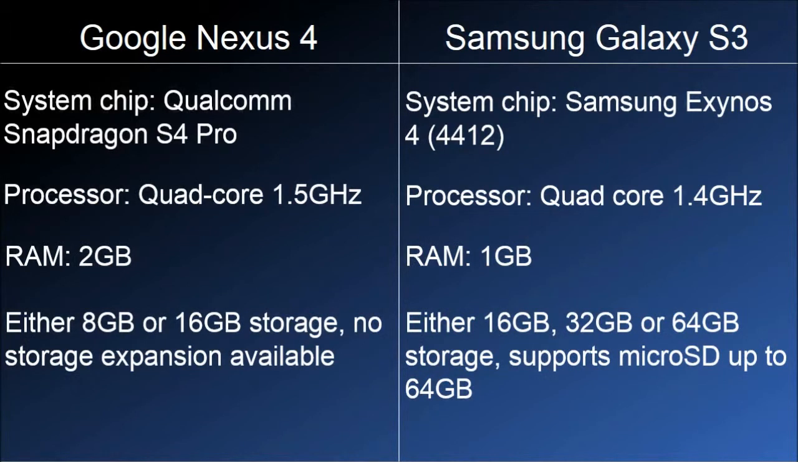You can only get 8GB or 16GB internal storage, and no storage expansion is actually available. Whereas on the Samsung Galaxy S3 you can get a 16GB, 32GB or 64GB storage version, and it can support microSD card up to 64GB, giving you a potential max of 128GB. So when you compare the two, the S3 is definitely better in terms of storage. However, in terms of processing power and RAM, the Google Nexus 4 is definitely superior.